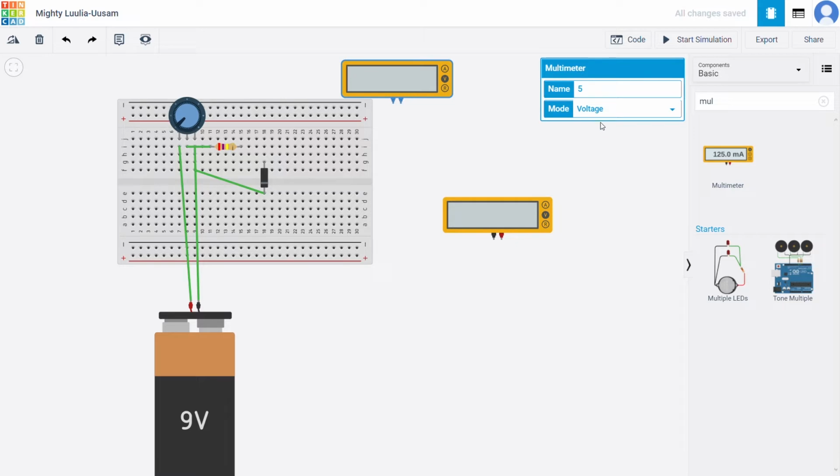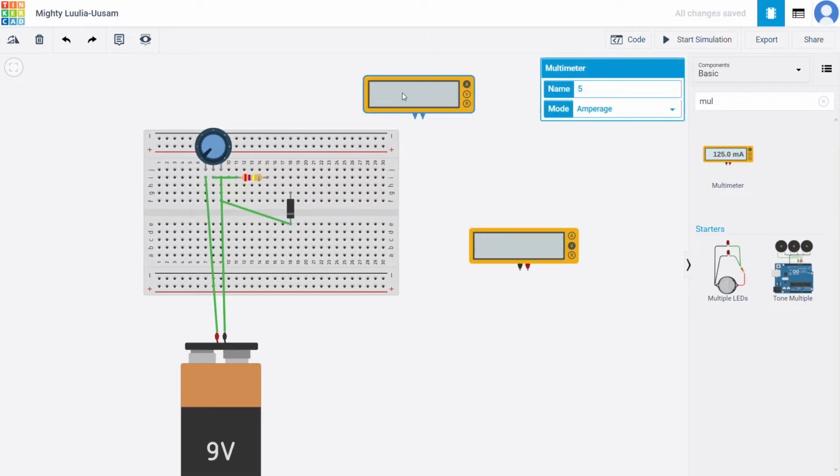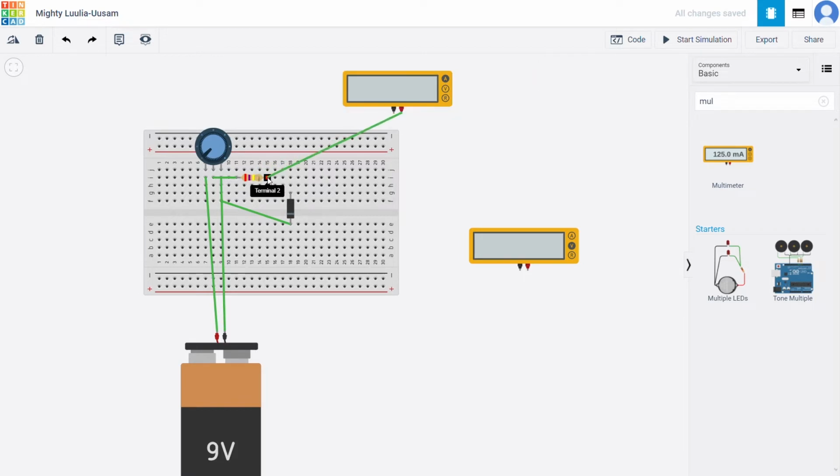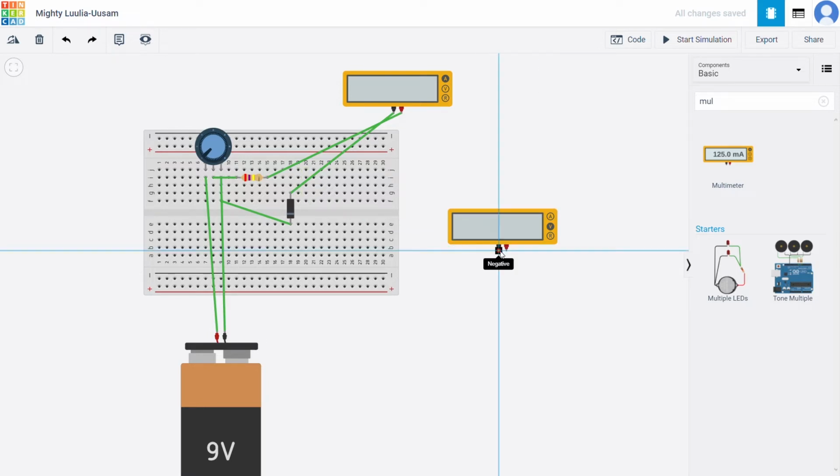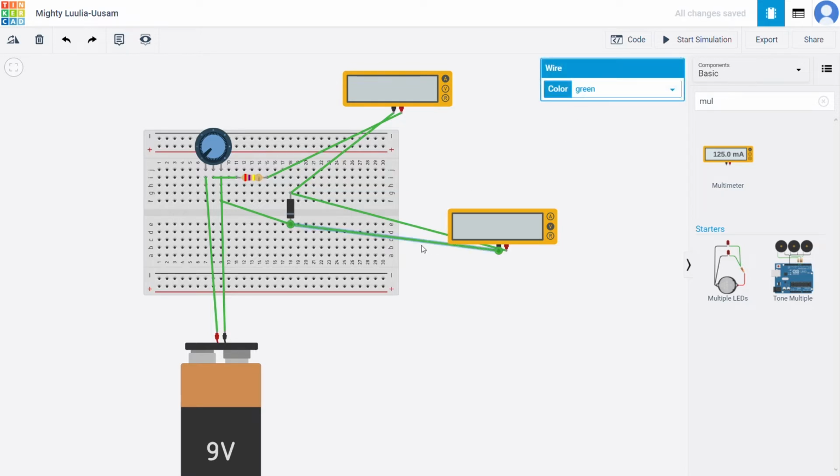The first one, I'm going to measure the current that goes through the resistor and the diode, the positive and the negative, and the resistor between the diode. So the positive goes through the anode, and the negative goes through the cathode. This potentiometer is 5 kilo ohm.